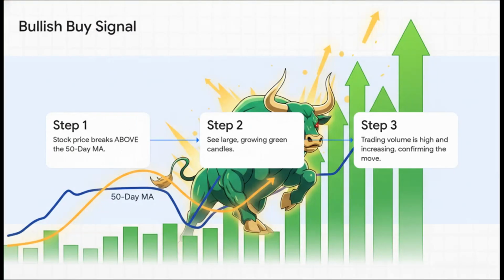So here it is, setup number 1, the bullish buy signal. You're looking for 3 things to happen. First, the price pops up and breaks above that 50-day moving average line. Second, you're seeing big, healthy green candles, showing real momentum. And third, you glance down and see that the volume is high and getting higher. That confirms the move. When all three of those things line up, that's a beautiful, strong signal.